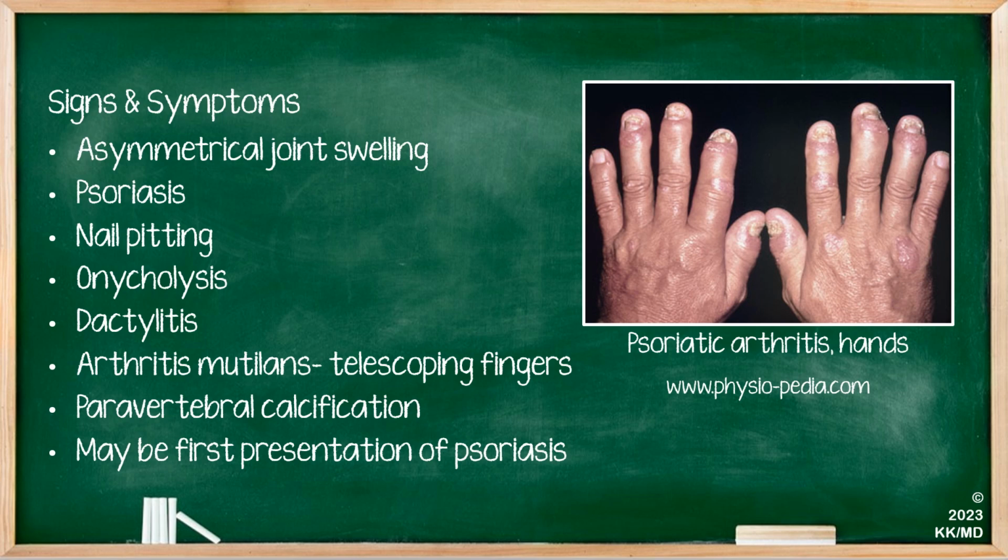If this is a case of arthritis mutilans, the characteristic buzzword that they may describe come test day will be telescoping fingers. You can have paravertebral calcifications, and as I mentioned earlier, it may be the first presentation of psoriasis, as the arthritis can precede psoriasis.